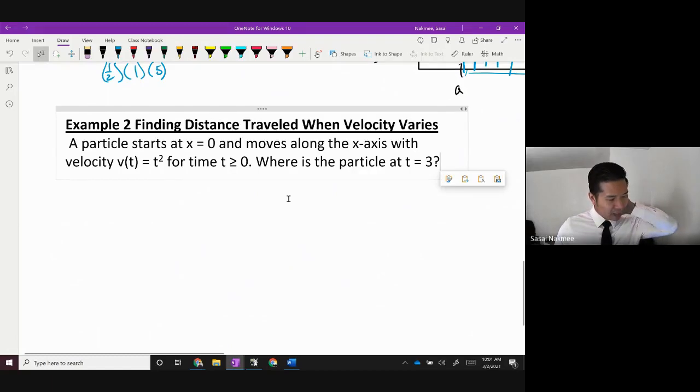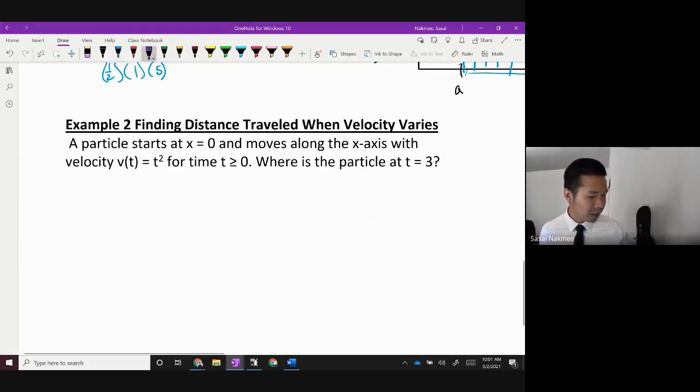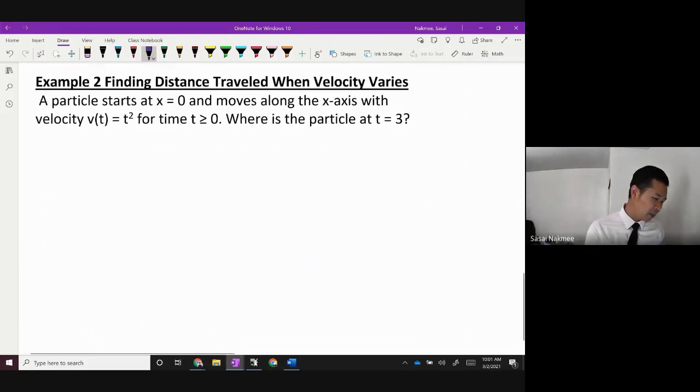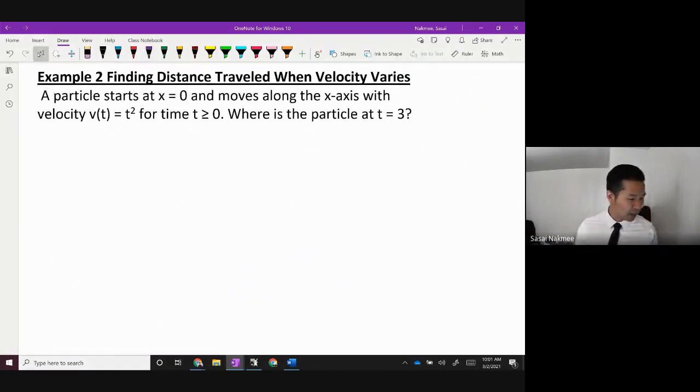Finding distance traveled when velocity varies. So I'll give you guys a second to write that down here. A particle starts at x equals 0 and moves along the x-axis with a velocity of v of t equaling t squared for time being equal to or greater than 0. Where is the particle at 3 seconds? That's a mouthful. It's a lot going on in this problem. And we're going to look at it slowly.